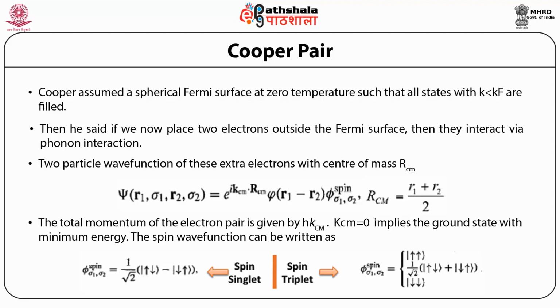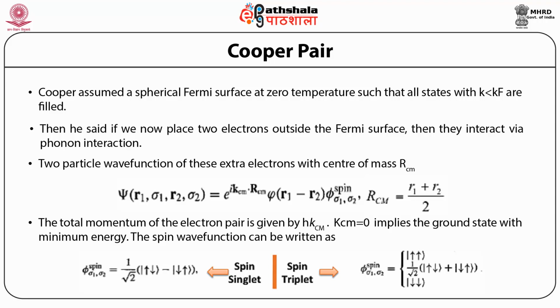That is, either we can have both the electrons in the up state or both in the down state, or it is equal to 1 by root 2 multiplied by a state with the first up and the second down, plus the first down and the second up. So remember, again repeating, that sigma 1 and sigma 2 are the spins of the 2 electrons, and R1 and R2 are the coordinates.